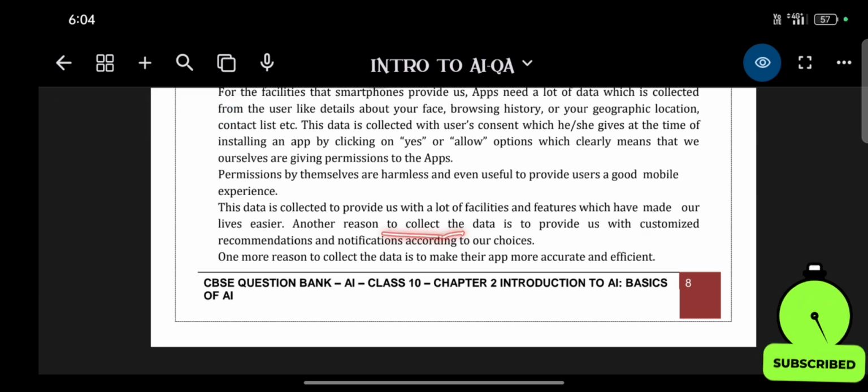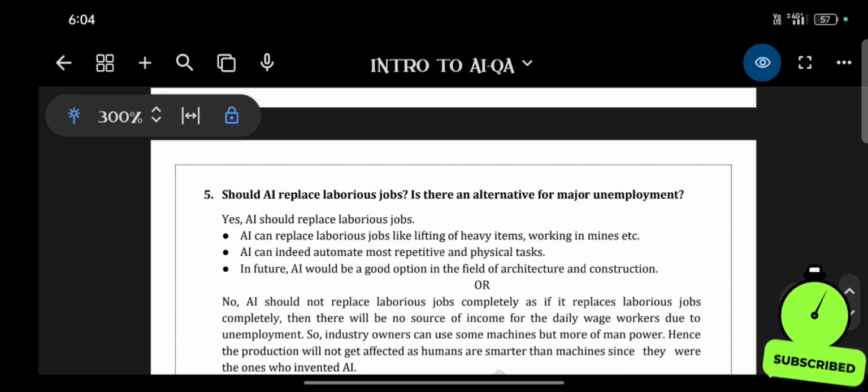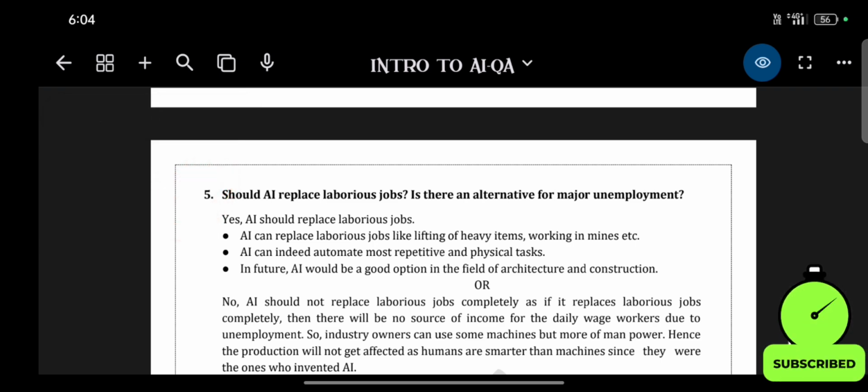Another reason to collect the data is to provide us with customized recommendations and notifications according to your choice. One more reason to collect the data is to make their apps more accurate and efficient. Now moving to the next question.